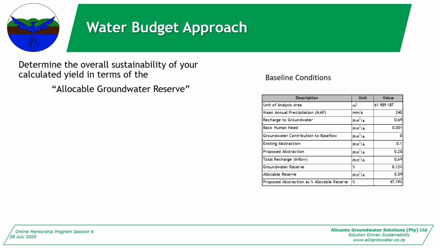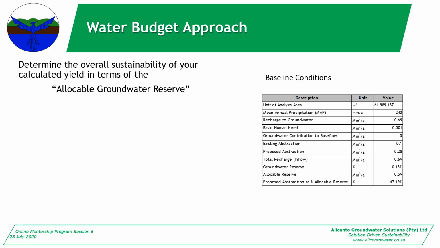Yep. Cool. So then what I do is I take my proposed abstraction rate that I've calculated and divide it by the allocable reserve, and I can see it's less than 50% of that allocable reserve. So do you see that means that my calculated borehole rate is sustainable, because I'm not getting up to the 90% of what's left over. There's still more than enough water to meet the environmental requirements and the social requirements if they increase. So there's my sustainable yield. I've proved that my calculated borehole yield is actually sustainable in the context of the site.